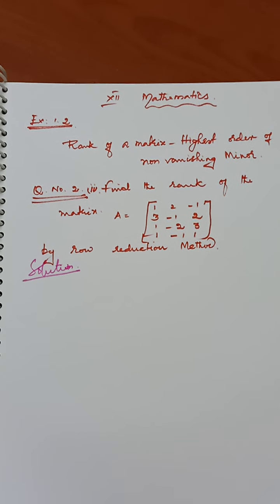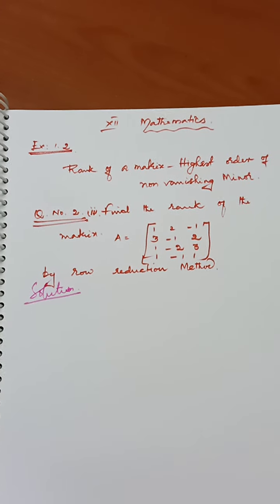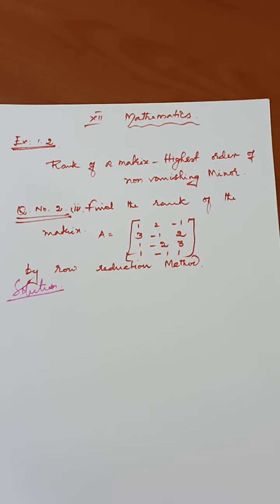Small revision. Rank of a matrix is the highest order of non-vanishing minor. So that is called the rank of a matrix.